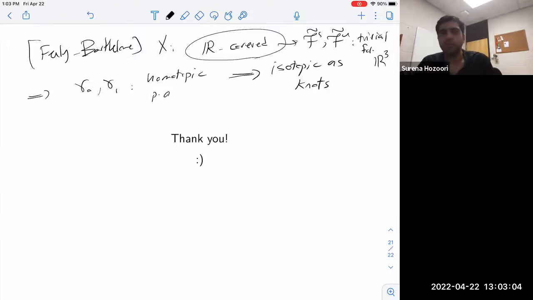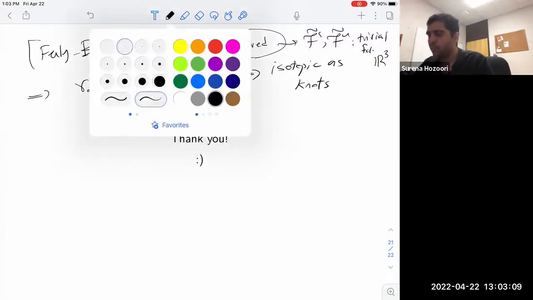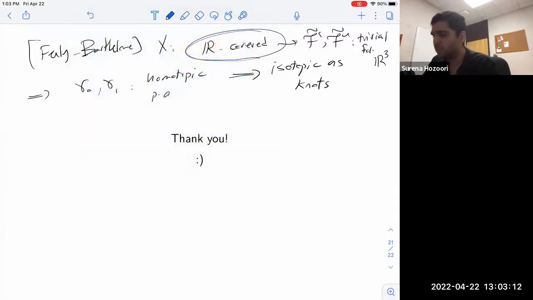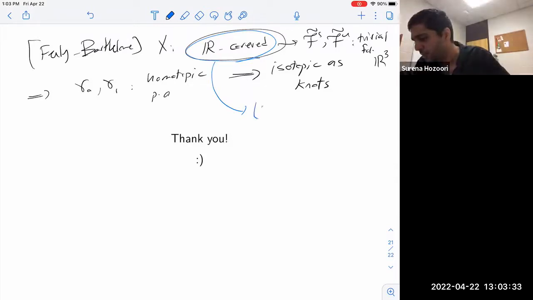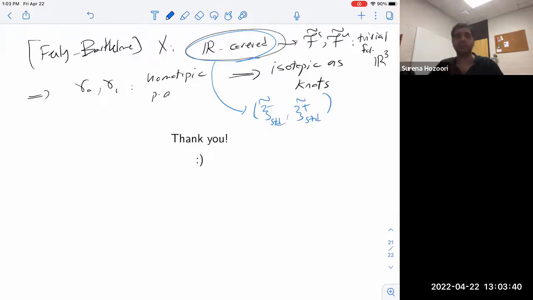But I think there are good reasons to believe that should be true in general, because the way that they use this R-coveredness is basically some simplifying condition on these foliations in the universal cover, right? But if you look at this in terms of contact geometry, in the universal cover, the contact structures are both the standard contact structures on R3. So from the viewpoint of contact geometry, you have the negative contact structure on the universal cover, and the positive contact structure, the standard contact structure on the universal cover.